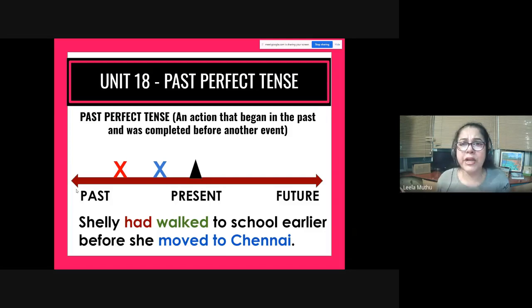And now she doesn't walk to school anymore, maybe because the school she is in in Chennai is further away. So she probably gets her mom or dad to drop her, or maybe she's taking the bus. We don't know. But two actions happened. She had walked to school earlier in the past, but then she moved to Chennai. And that action was completed before the next action, which was moving to Chennai.